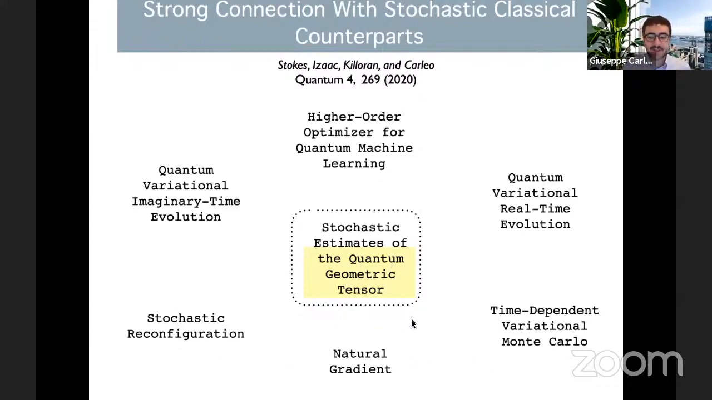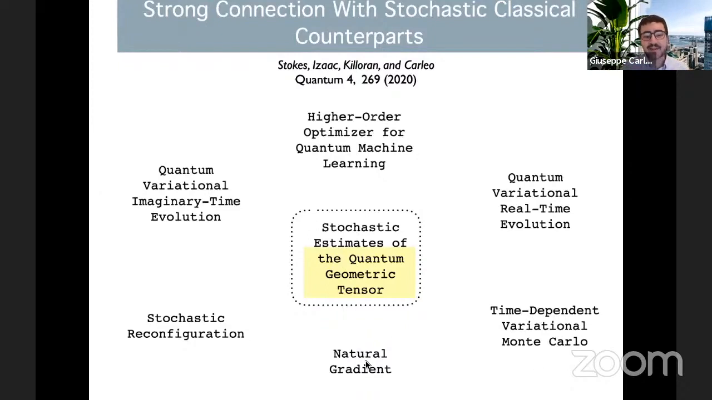So specifically, this is a quantum geometric tensor that I introduced before. So this matrix S that is defined in terms of gradients of the wave function can be equivalently also estimated stochastically in a similar way on the quantum hardware. Essentially, you can show that there's a one-to-one correspondence between the stochastic reconfiguration and the quantum variational imaginary time evolution. So what you would do on a quantum hardware in order to simulate the imaginary time evolution in a variational way. And there is also a one-to-one correspondence between the variational real-time evolution that you can do on the quantum hardware and the time-dependent variational Monte Carlo, which is a technique that we introduced in the classical setting to simulate the dynamics of quantum states with a stochastic technique.